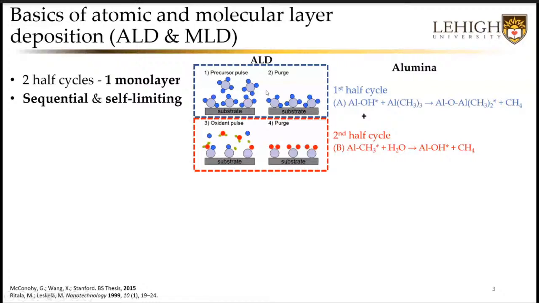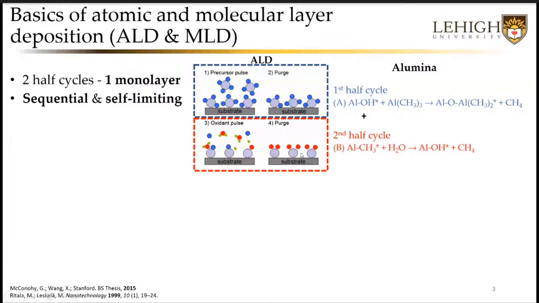It's very precise. In the next step, when you introduce the next reactant, which in this case is water, the same thing happens. The surface aluminum groups with methyl functionalities on the top react with water, and again it forms one more layer of aluminum and oxygen bonds with OH termination, and then methane is the byproduct. So these two half cycles lead to one monolayer of growth.